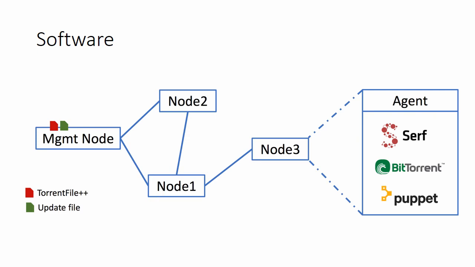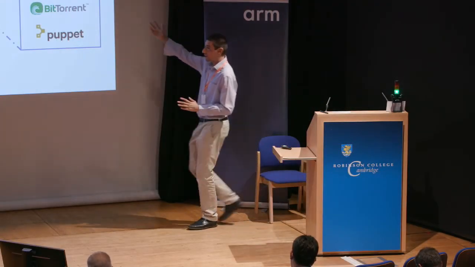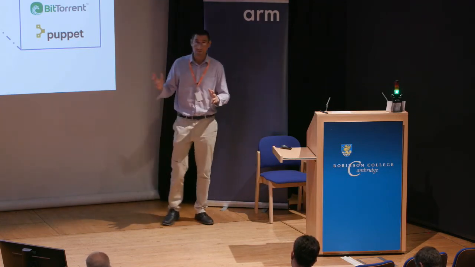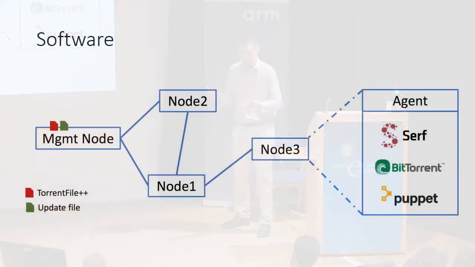In terms of the software, we want a secure way of doing peer-to-peer configuration and updating of our nodes, and we are using technology like Surf to distribute torrent files, which allow us to download Puppet configuration scripts that we can then run on our nodes to provision them and set them up for the particular software tasks we want them to run.